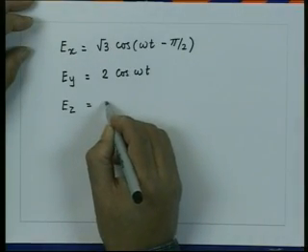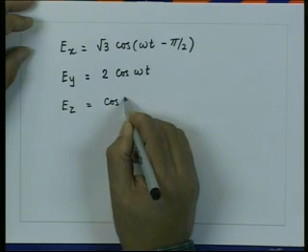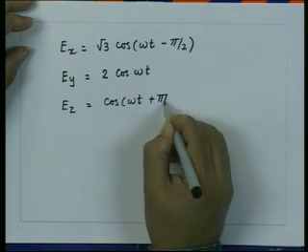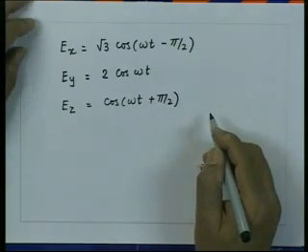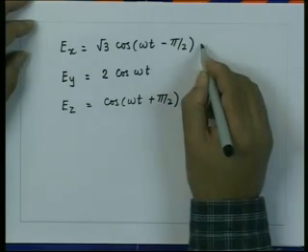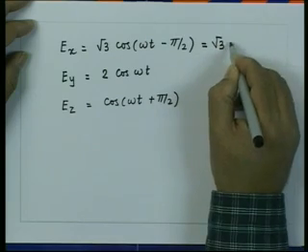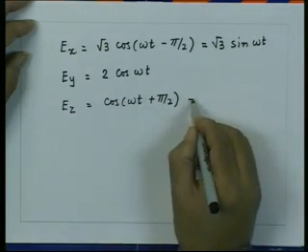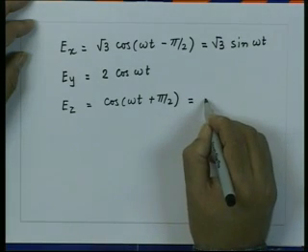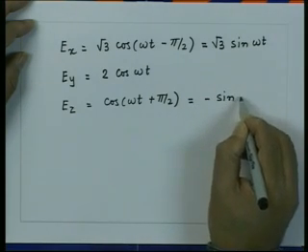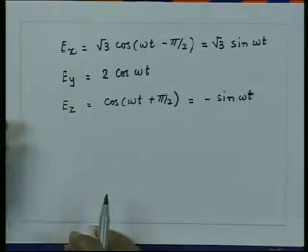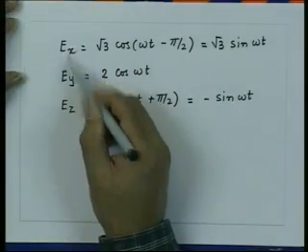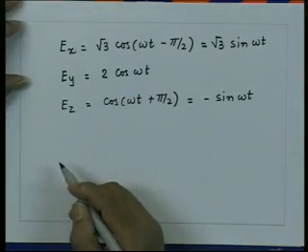That is cos of omega t plus pi by 2. So, this gives us root 3 sine of omega t, and this will give us minus sine of omega t. Now, we can calculate the field magnitude at different instants of time.